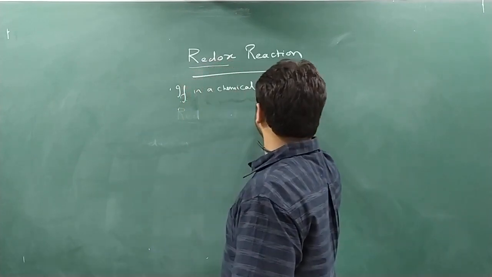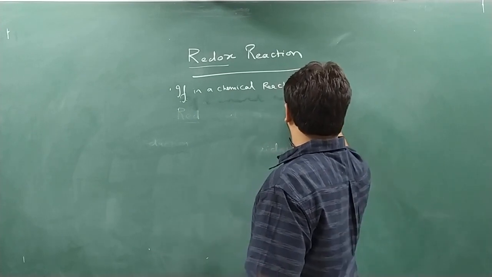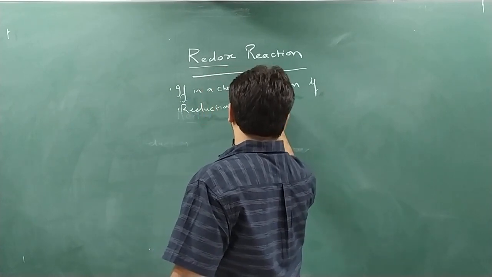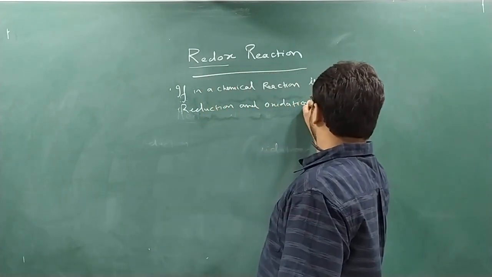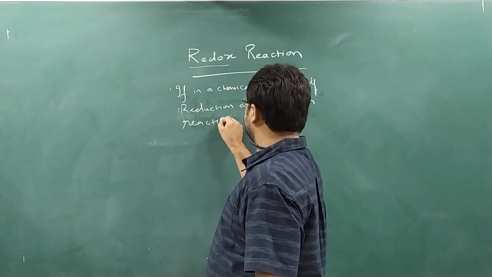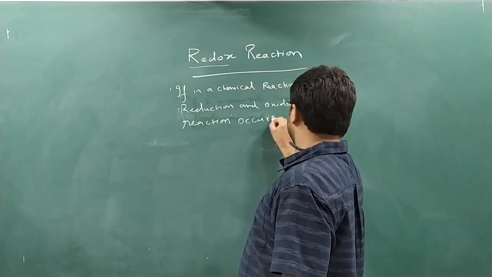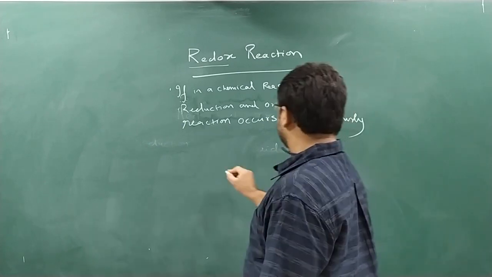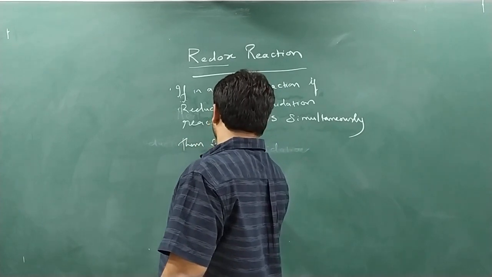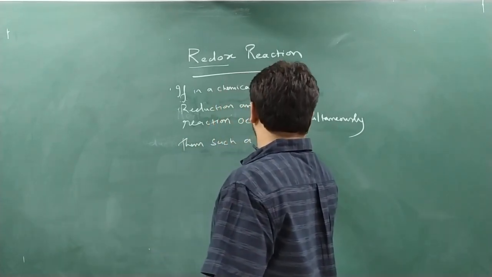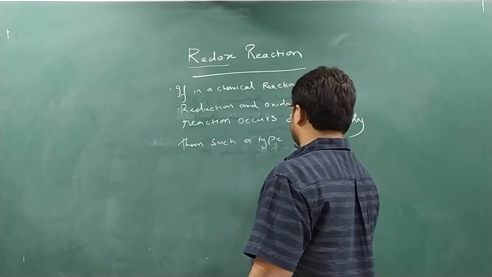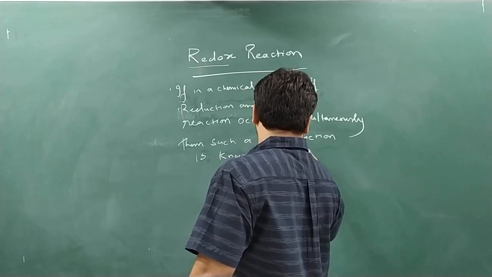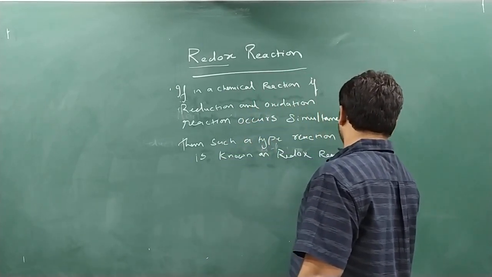If in a chemical reaction, reduction and oxidation reaction occur simultaneously, then such a type of reaction is known as redox reaction.